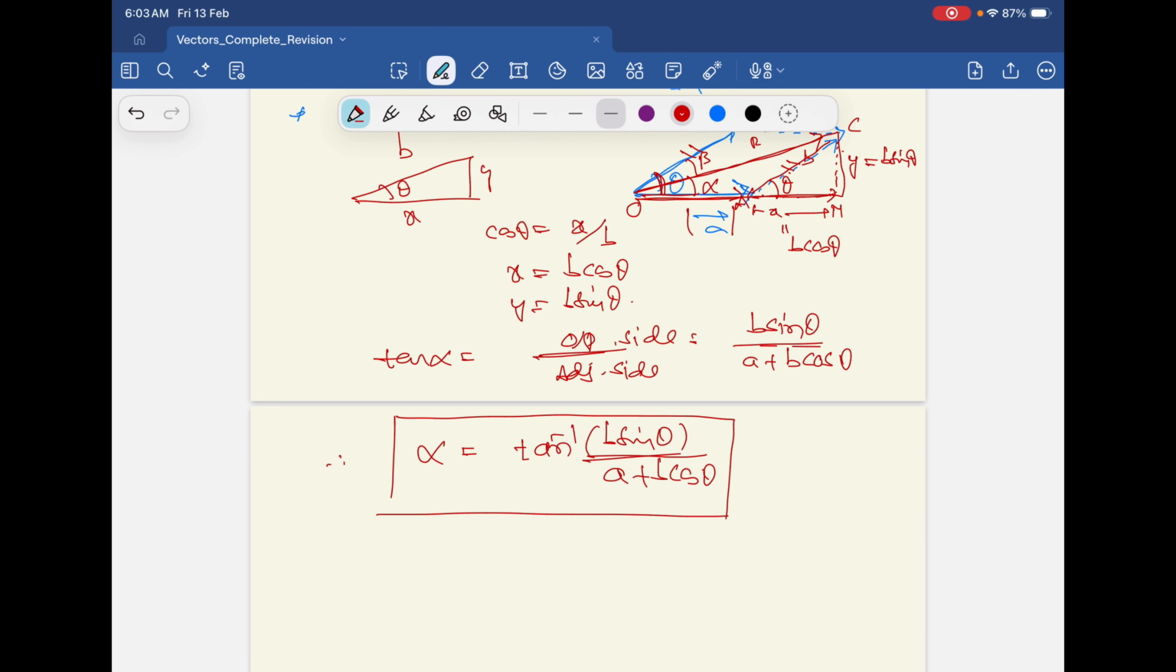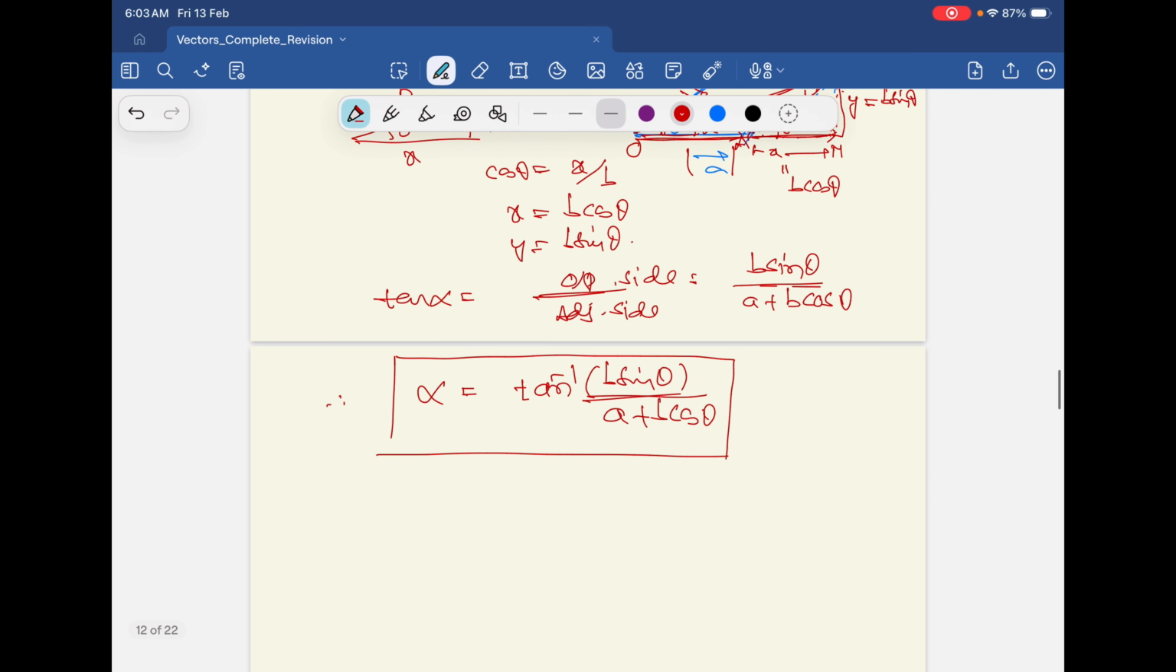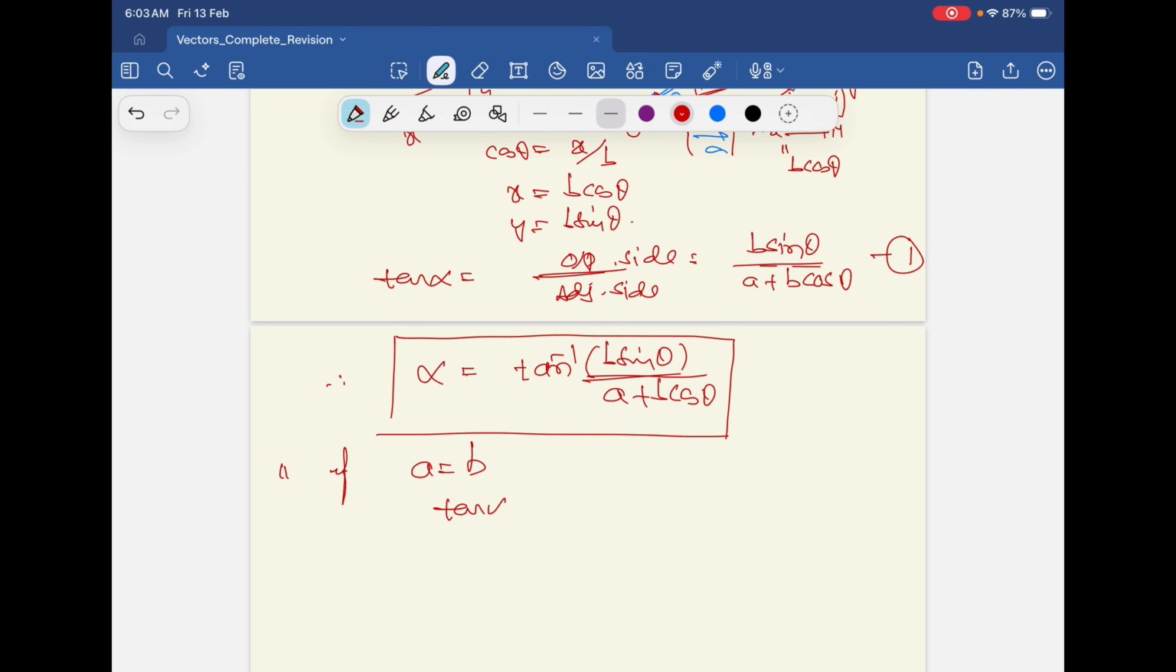Clear? Now we can also prove here, students, if two vectors are of equal magnitude, if a is equal to b, then simplify this one. Tan alpha is equal to b sin theta by a plus b cos theta; since a is equal to b, it is b sin theta by b plus b cos theta. Take b common, so 1 plus cos theta, and you can cancel b. Sin theta you can write using the sin 2a formula, sin 2 into theta by 2.